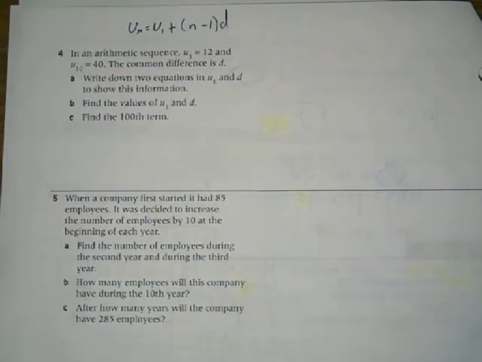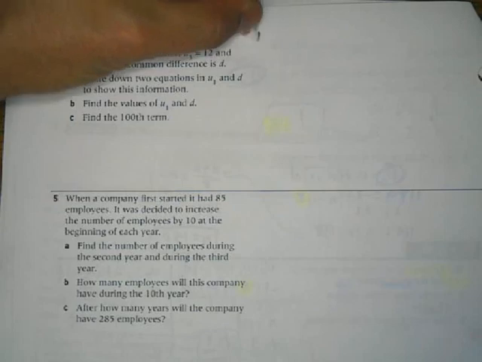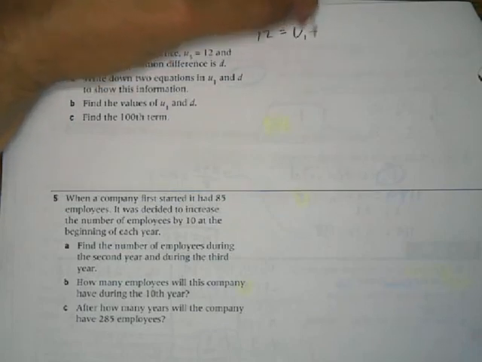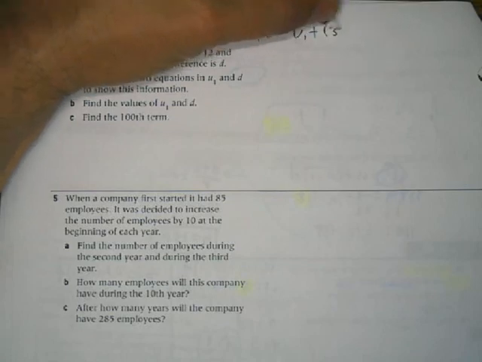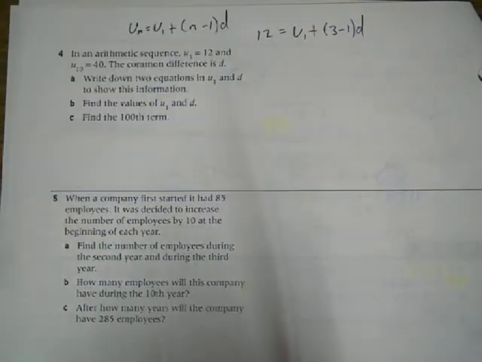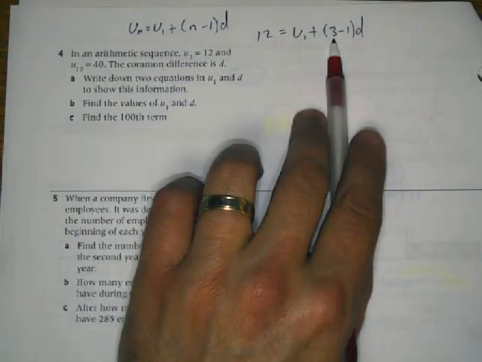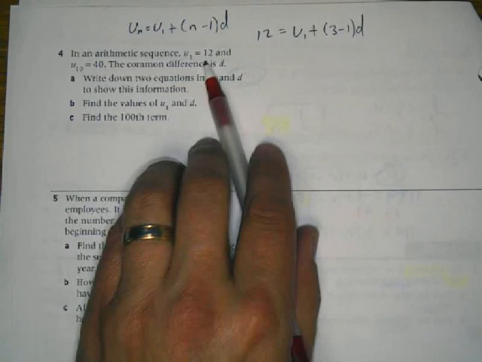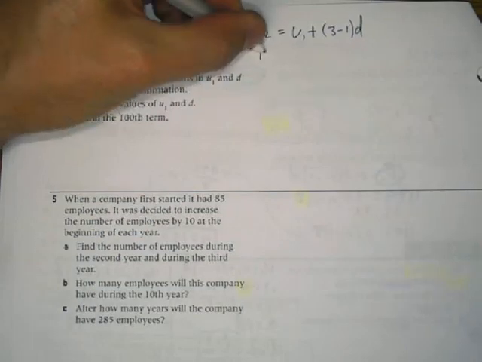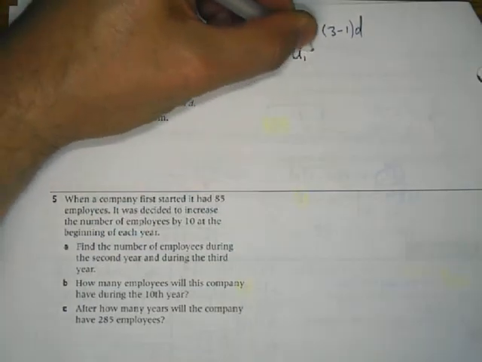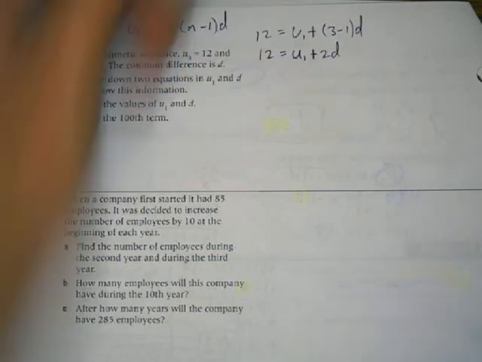So our first equation is with n being 3, so I'm going to say 12 equals u sub 1 plus 3 minus 1 d. Okay, I've plugged in 3 for n, and my answer is going to give me 12. So let's simplify that. I've got 12 equals u subscript 1 plus 2d. Okay, that's my first equation.